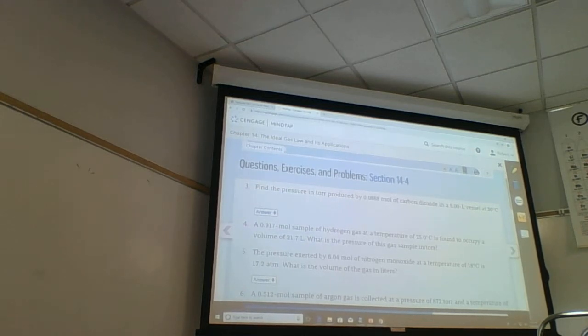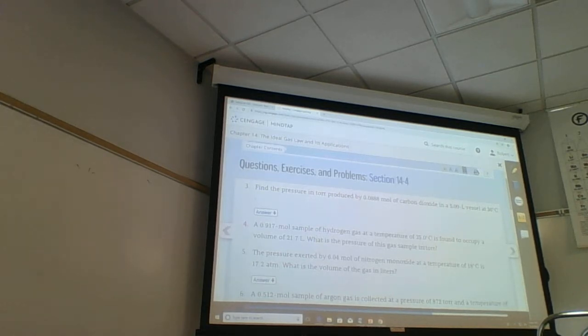Find the pressure in torr produced by 0.0888 moles of carbon dioxide in a 5-liter vessel at 36 degrees C. So here, they want the pressure. The pressure is equal to nRT over V. And so we need the moles, we got that. We need the temperature, we got that. We just got to change the temperature from Celsius to Kelvin. And we have V in liters, that's right. And then this is going to give us the pressure in atmospheres, and then we have to change it from atmospheres to torr, what they want.